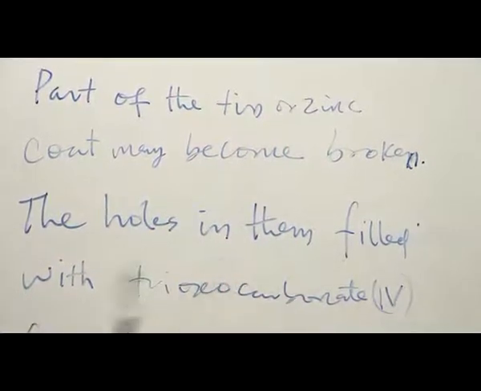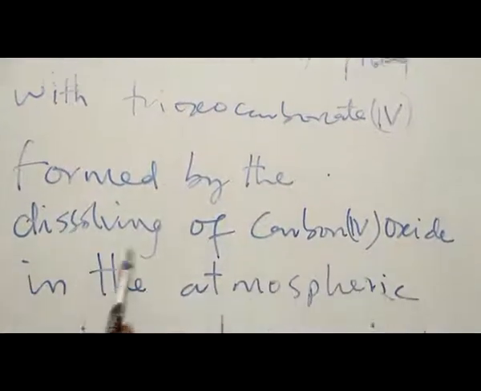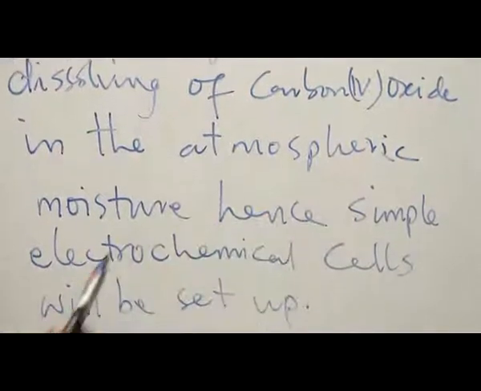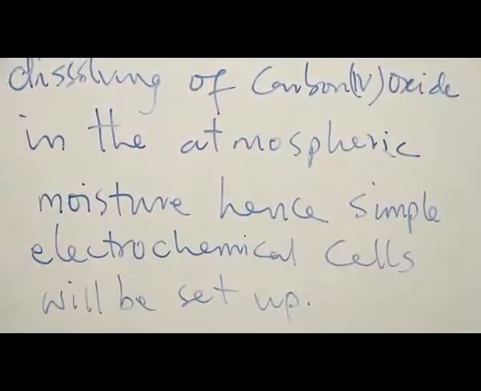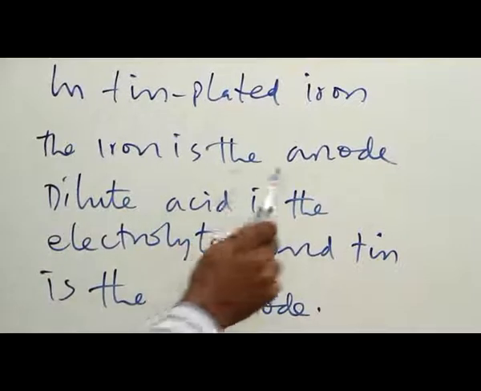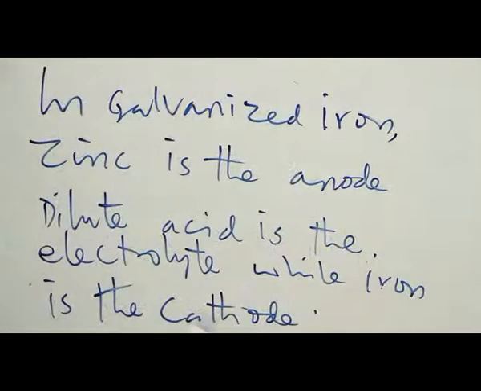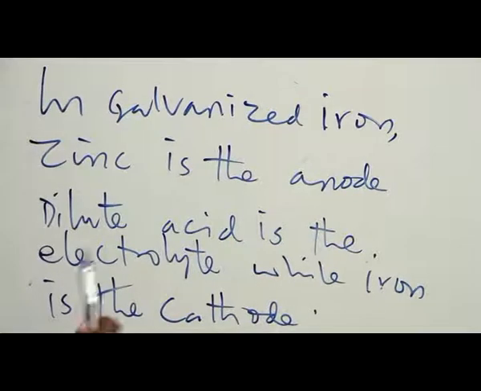The holes in them fill with trioxocarbonate 4 acid formed by the dissolving of carbon 4 oxide in the atmospheric moisture. Hence, simple electrochemical cells will be set up. In tin-plated iron, the iron is the anode, dilute acid is the electrolyte, and tin is the cathode. In galvanized iron, zinc is the anode, dilute acid is the electrolyte, while iron is the cathode.